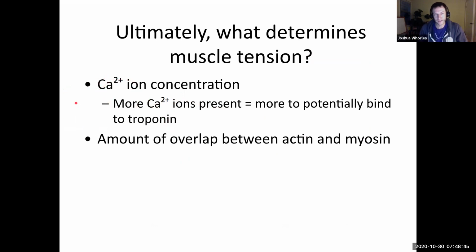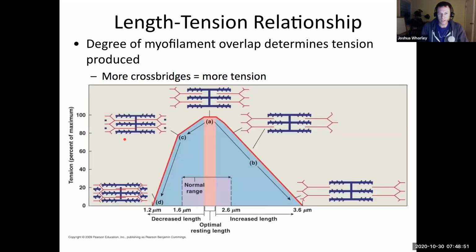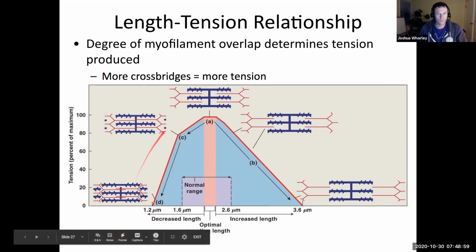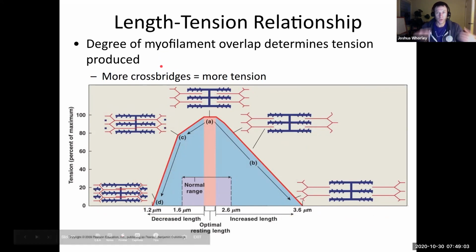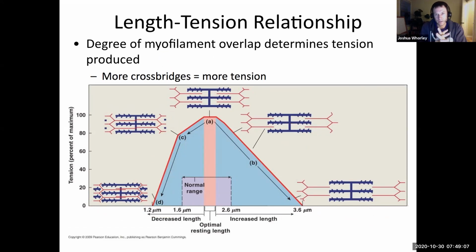And the other thing, and this is the last thing we're going to talk about here, is the amount of overlap between actin and myosin. This is maybe an easier one to think about. This is showing the degree of myofilament overlap in all these little diagrams, and that is what determines, or contributes to determining, the amount of tension that's produced. So it's a limiting factor, right? The more cross bridges you have, obviously the more tension you have.